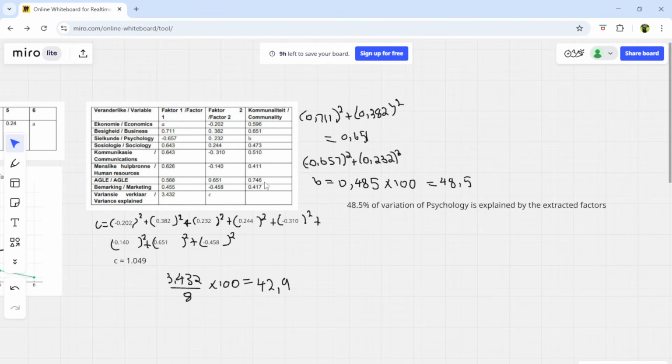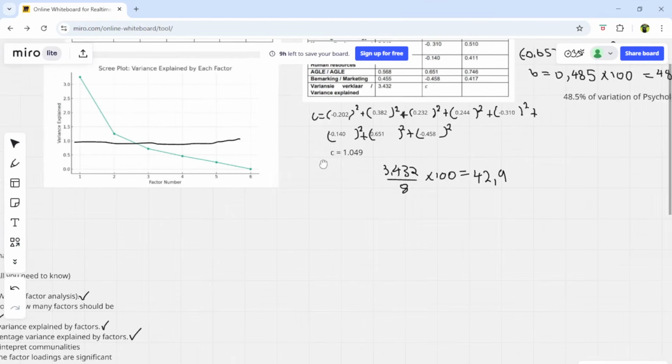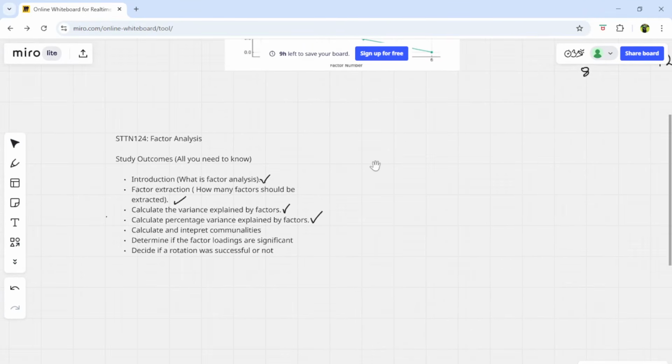So if it's for example Akhle, you're just going to say 74.6% of variation of Akhle is explained by the extracted factors. That is how you calculate communality and interpret it. Remember, like I said, factor analysis study 2 is not a lot, so this video is not going to be the longest.